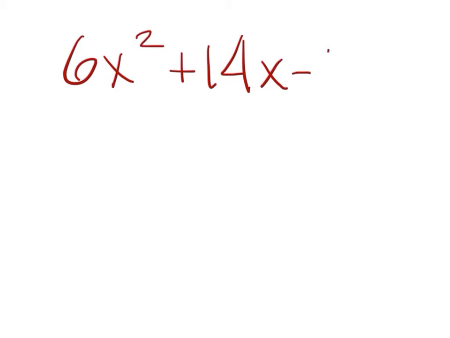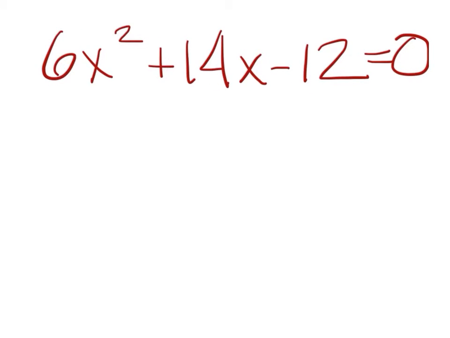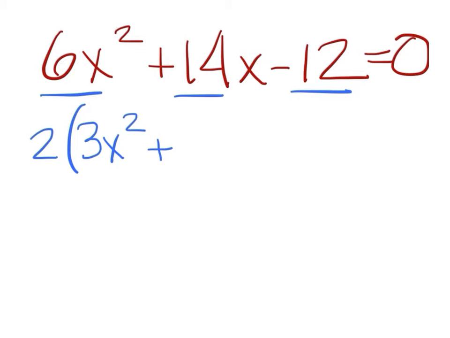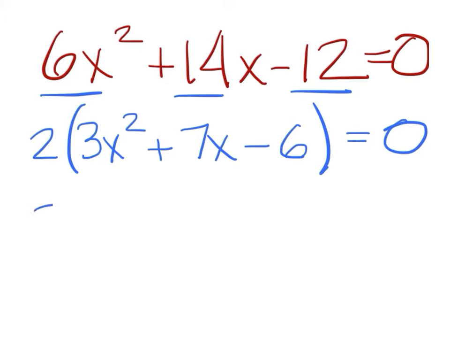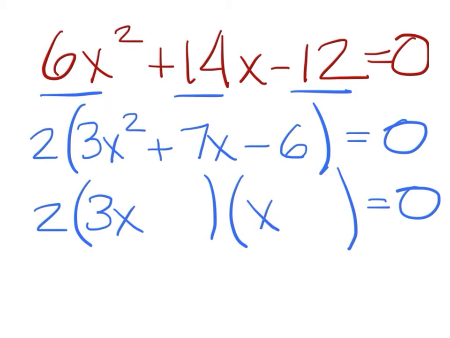Your practice problem is 6x squared plus 14x minus 12 equals 0. You can factor out a 2 from each of these to make it much easier on yourself. So if you take out a 2, you get 3x squared plus 7x minus 6. And you have no choice but to break up the 3x squared as 3x and x. You have a plus minus, so your factors are plus minus or minus plus.